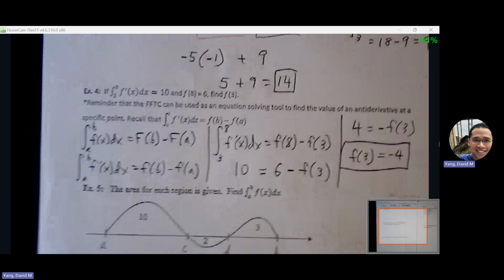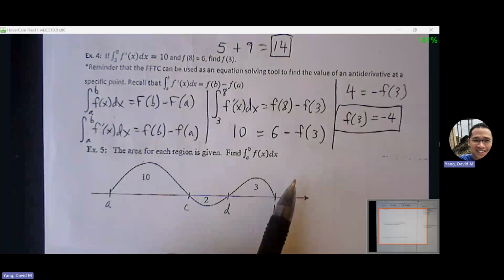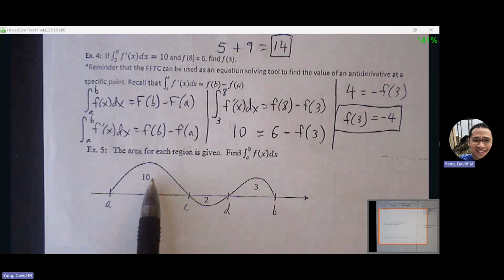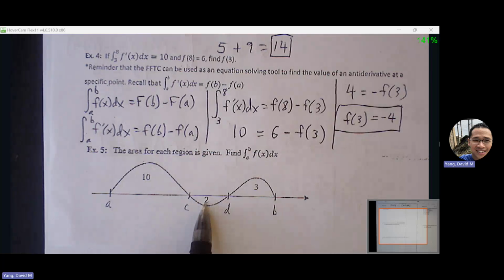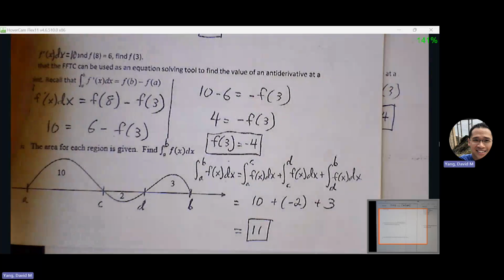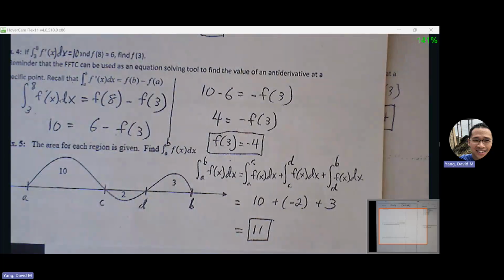Okay, example 5 is pretty straightforward, I think. We have areas of these regions here, but if I want to find the definite integral, we've got to adjust the signs, right? This stays positive 10, but this will be -2, and this will be a positive 3. Yeah, that's it. Add them up. The 3 regions added together will give me 11.